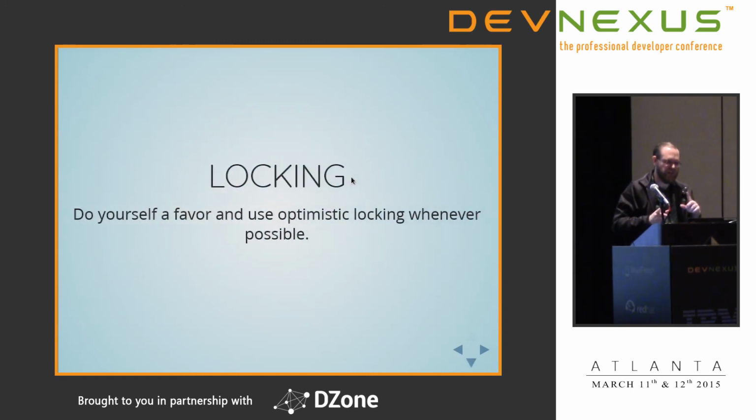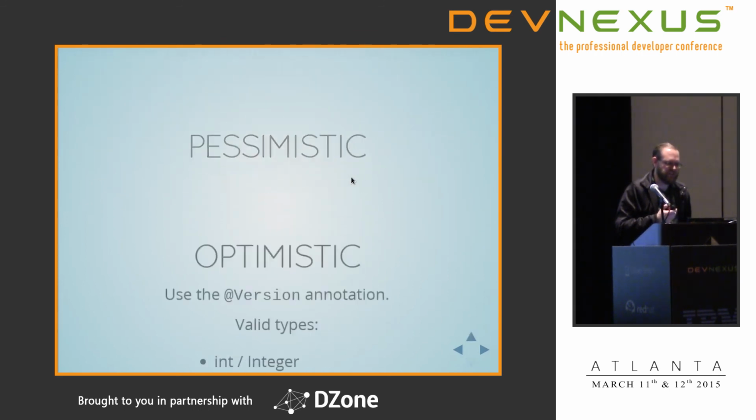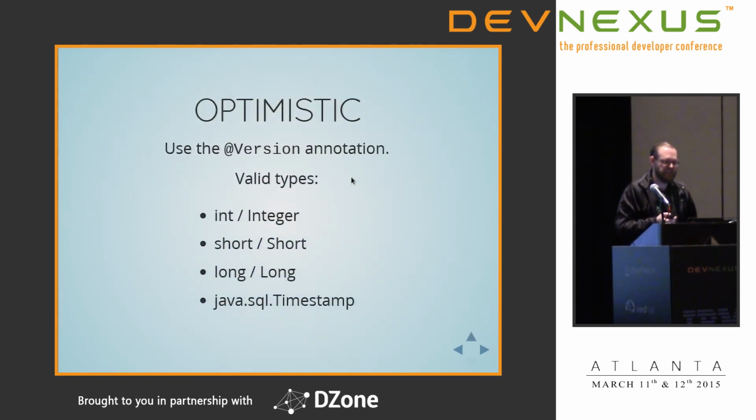Locking. JPA supports pessimistic locking, so your row locks, your table locks, you can do all of that. And then also optimistic locking. If you can do optimistic locking, please do it. It will save you headache and grief later on. And that is just a simple version annotation. You can use integers, shorts, longs, or timestamps on those. Those get incremented every time you update the row.